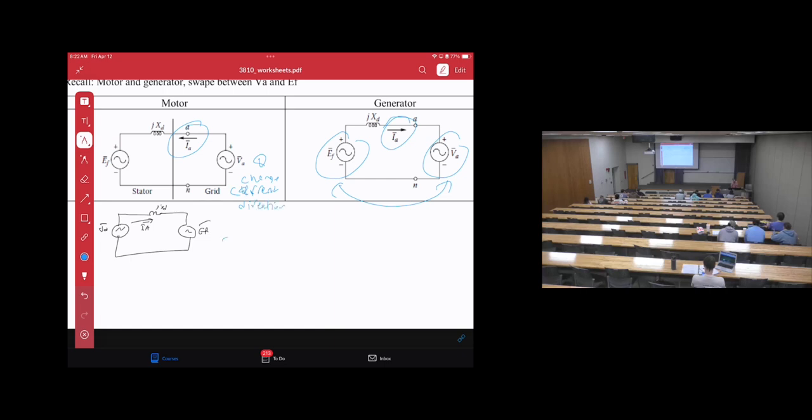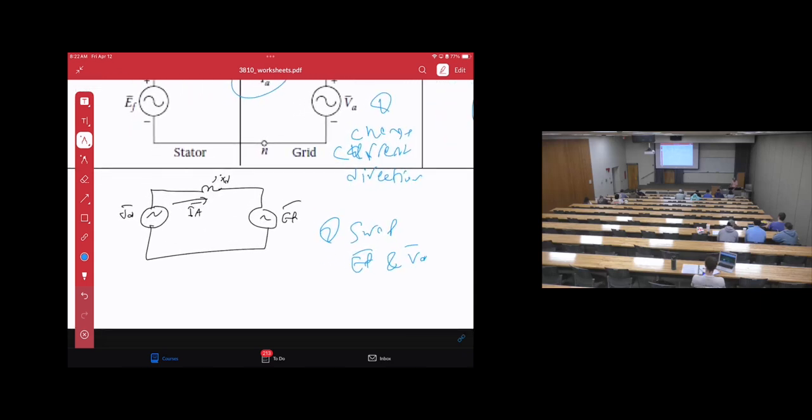And number two, swap EF and VA. Again, please make sure to do one of those. Or in other words, just write this in your note sheet and that's it.